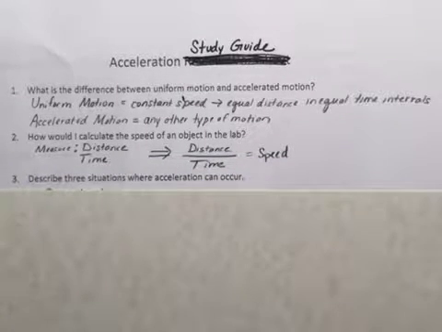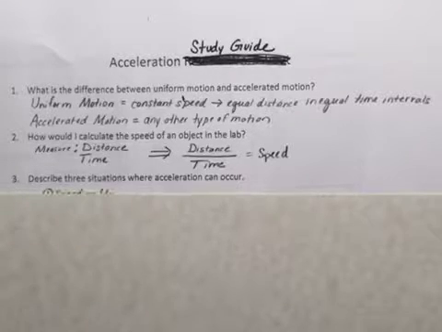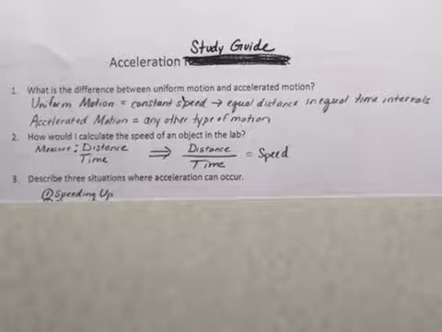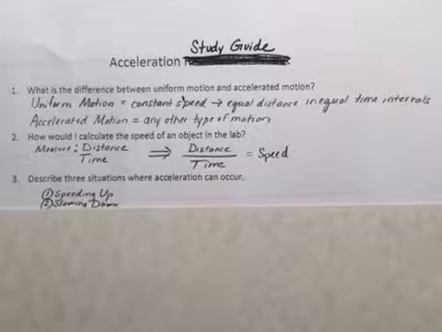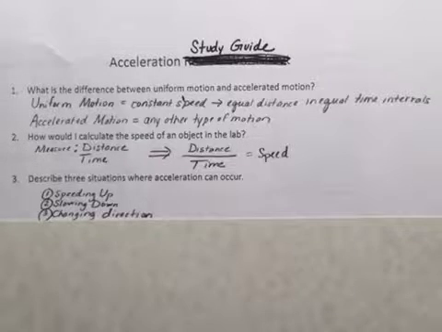Number 3, describing 3 situations where acceleration can occur. We talked about how acceleration is a change in velocity over time. So if something is speeding up, its velocity is changing. If it is slowing down, the velocity is changing. And if it changes direction, the velocity is changing. So all 3 of these situations mean that the object would be accelerated.